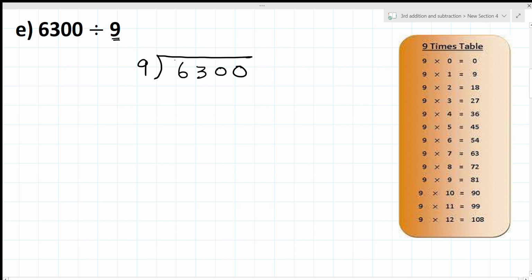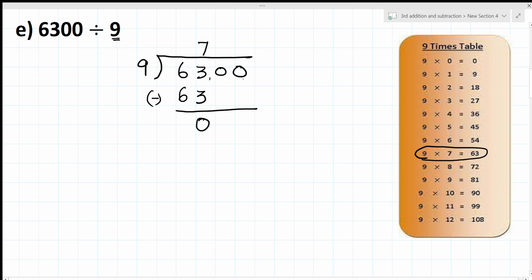But here the dividend is smaller than 9. So we are going to take 2 digits. That is 63. Now look at the table. Yes, 9 sevens are 63. We have the number exactly 63 in 7th time. So 9 sevens are 63. 63 minus 63, it is 0.